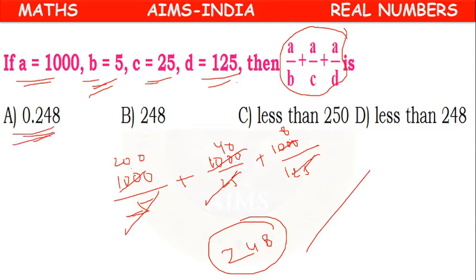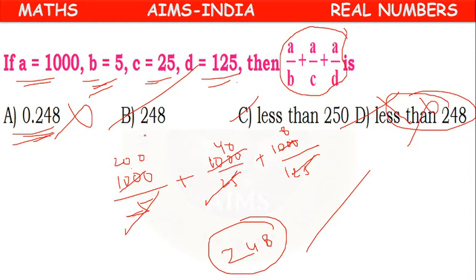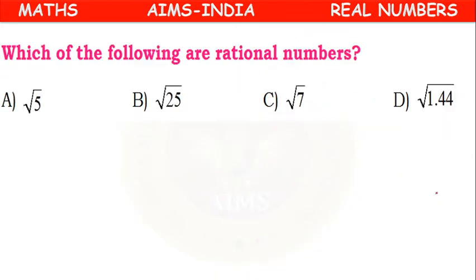Here the A option gives 0.248, wrong. B option 248, correct. Less than 250, correct. Less than 258, wrong. So 2 options are correct. B comma C are both correct answers.